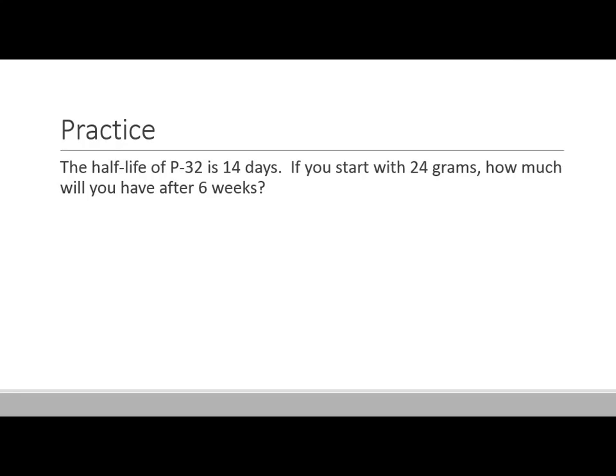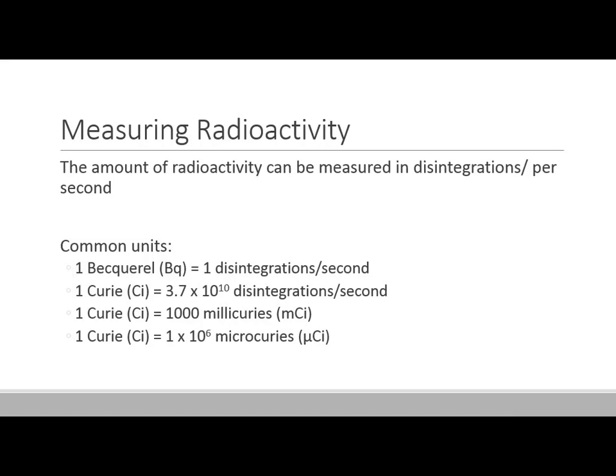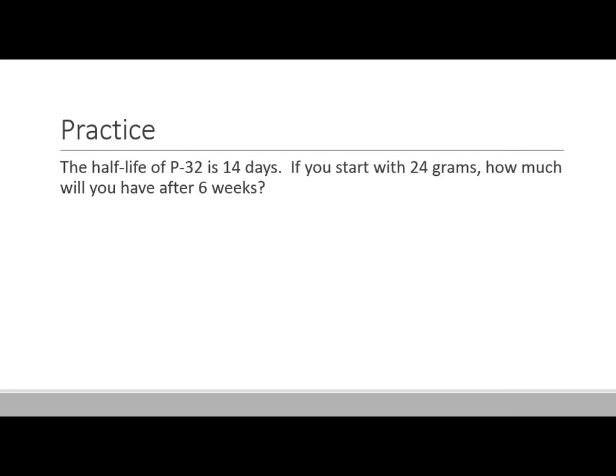Let's try another one. Let's say that you have some radioactive phosphorus, P-32, which has a half-life of about 2 weeks. So in this case, I'm starting with 24 grams. I have a lot of this radioactive phosphorus for some reason. All right, the half-life is 14 days, I'm just going to go ahead and call that 2 weeks. Fair enough? So after 2 weeks, I have 12 grams, right? I have half of it.